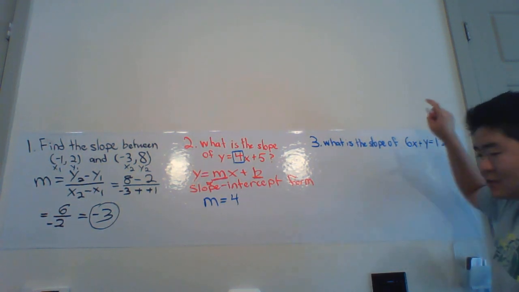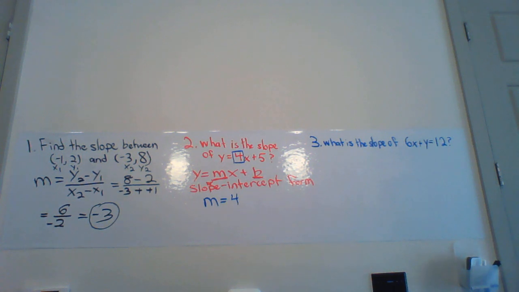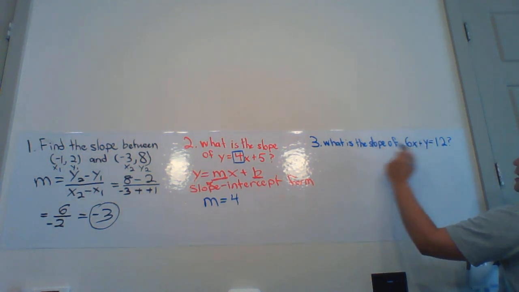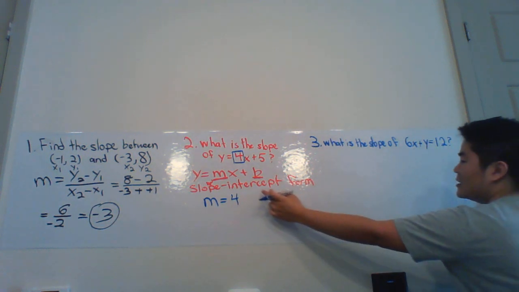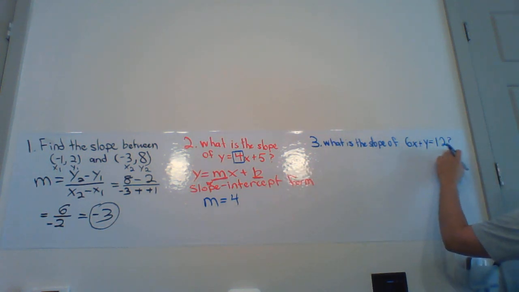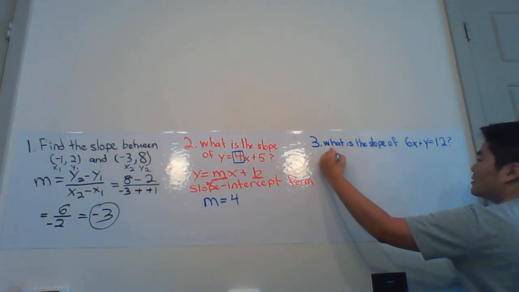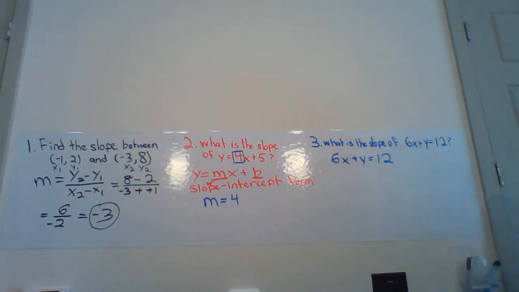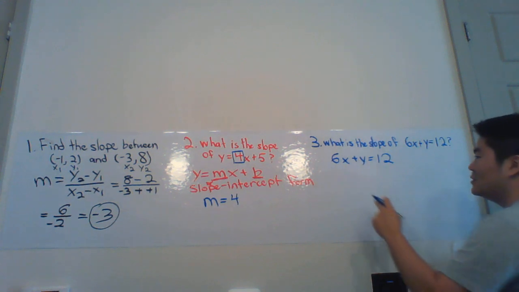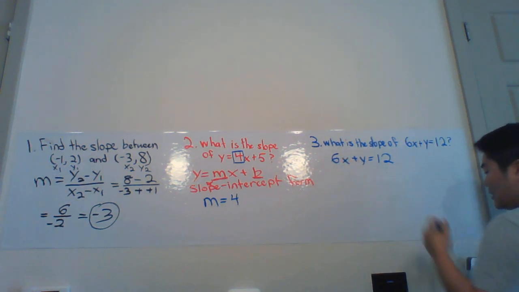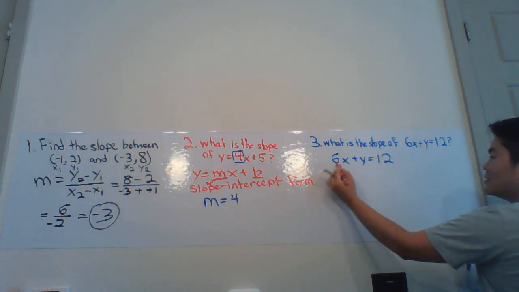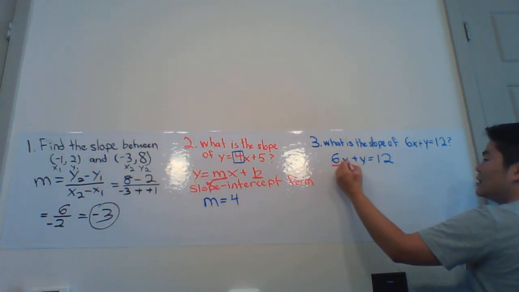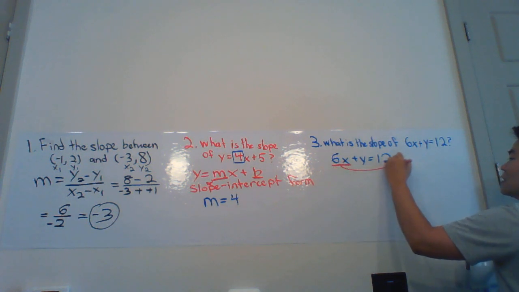Now, number 3 is going to be a little bit strange, but we'll get through it. I have this one right here. Now, it doesn't look like slope-intercept form. This is actually in what's called standard form. So, what we have to do, I'll go ahead and rewrite it. What we need to do is turn this into slope-intercept form. So, I need to take this 6x right here, and I need to move it all the way over to the other side.